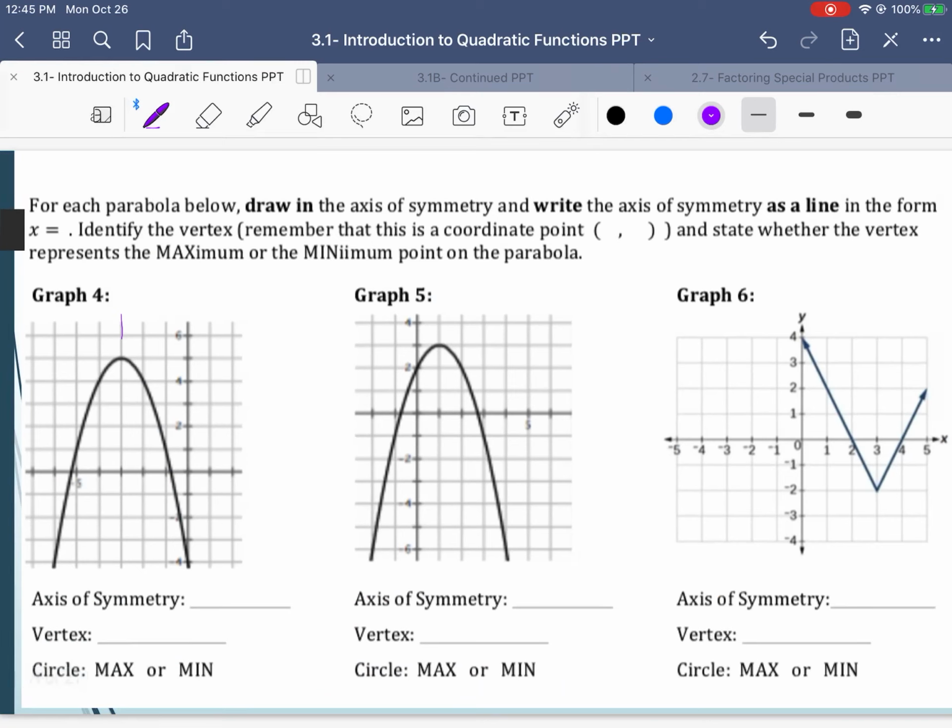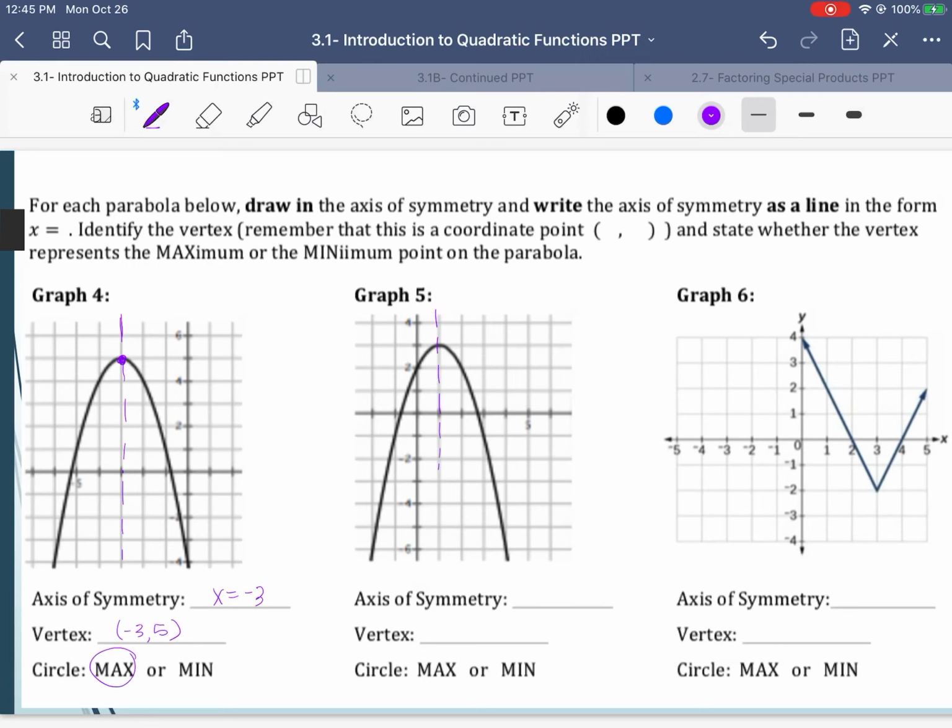Graph number 4, axis of symmetry, again, is over here. This one's flipped upside down, but it still just has that axis of symmetry at x equals negative 3. Our vertex here is negative 3, or over 3, right, up 5, so we're at (-3, 5). And that's the highest point on the parabola, that vertex, so that would be a maximum point.